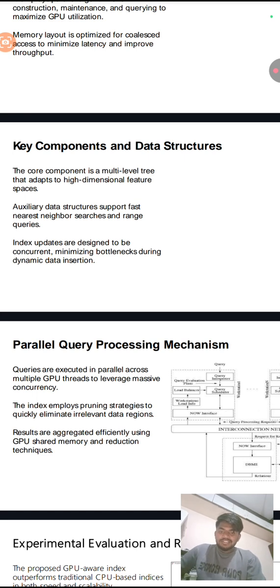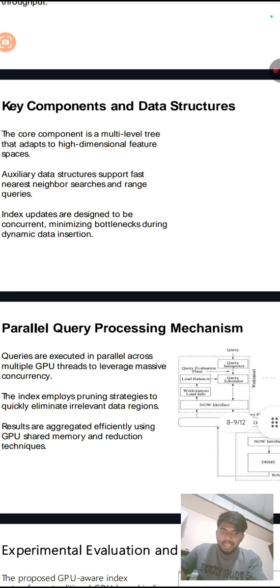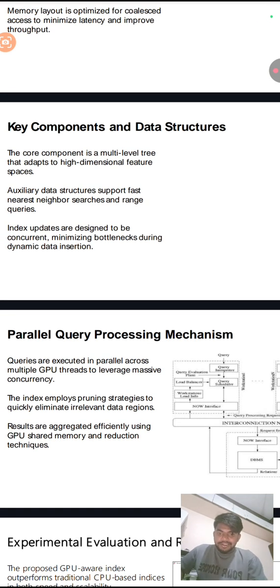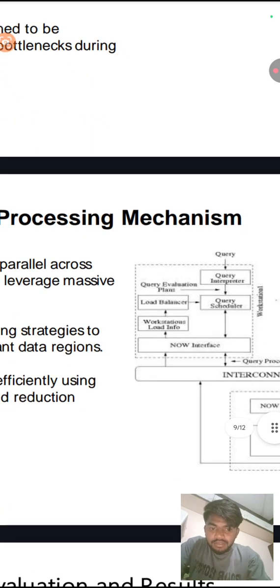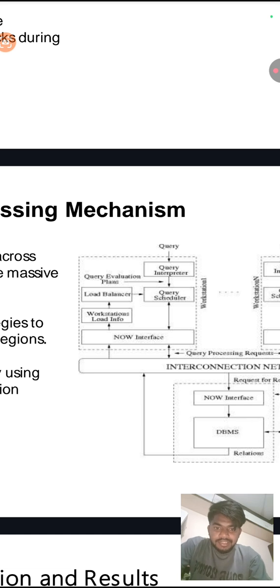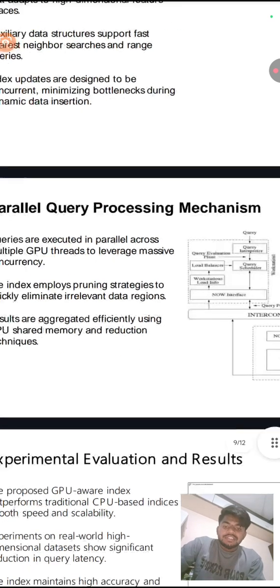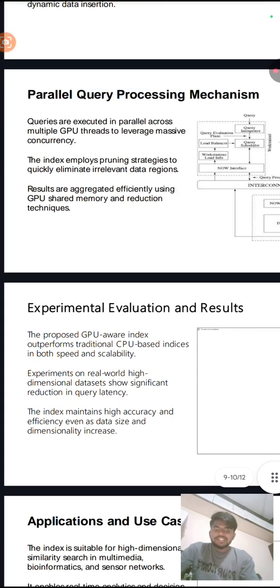Parallel query processing mechanism. Queries are executed in parallel across multiple GPU threads to leverage massive concurrency. The index employs pruning strategies to quickly eliminate irrelevant data regions. Results are aggregated efficiently using GPU shared memory and reduction techniques. Query interpreter, query scheduler, evaluation plan, followed by the experimental evaluation and results.